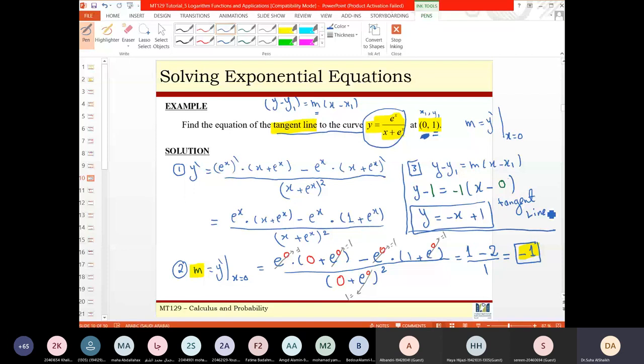Why minus x plus 1? Multiply out the bracket. This is minus 1 times x, it's minus x. Minus 1 times 0, 0. And here I have minus 1. I bring it to the right hand side as plus 1. It will be minus x plus 1.